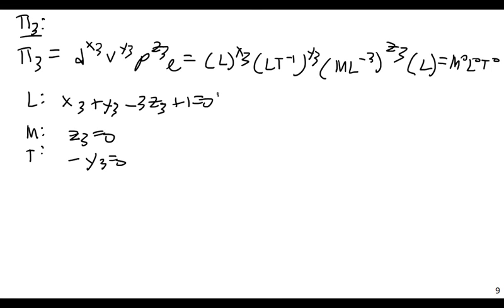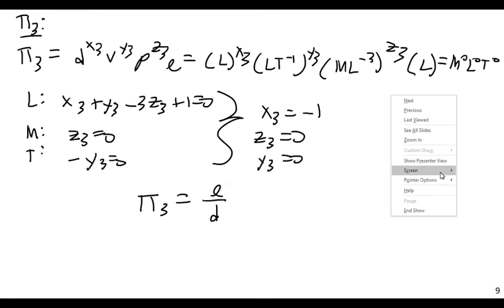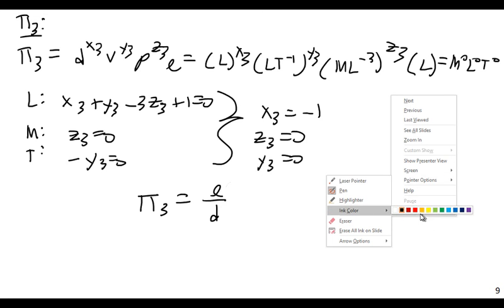And so from this, if I put all those together, I can get that x3 is equal to negative 1, z3 is equal to 0, and y3 is also equal to 0. So my final form for pi 3 is going to simply be L over D.